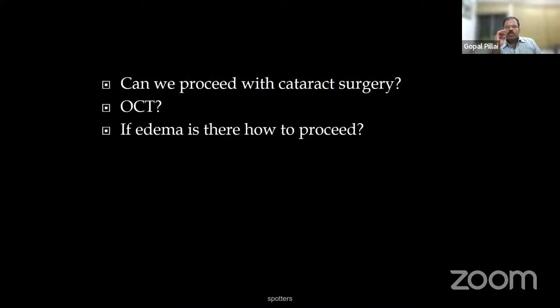If edema is there, how to proceed? That's the question here. There will be a lot of patients with diabetes with cataract, and there will be some hard exudates near the fovea, etc. So how will you proceed, and you are going to do a cataract surgery? Can Yash answer that? Do we require an OCT?